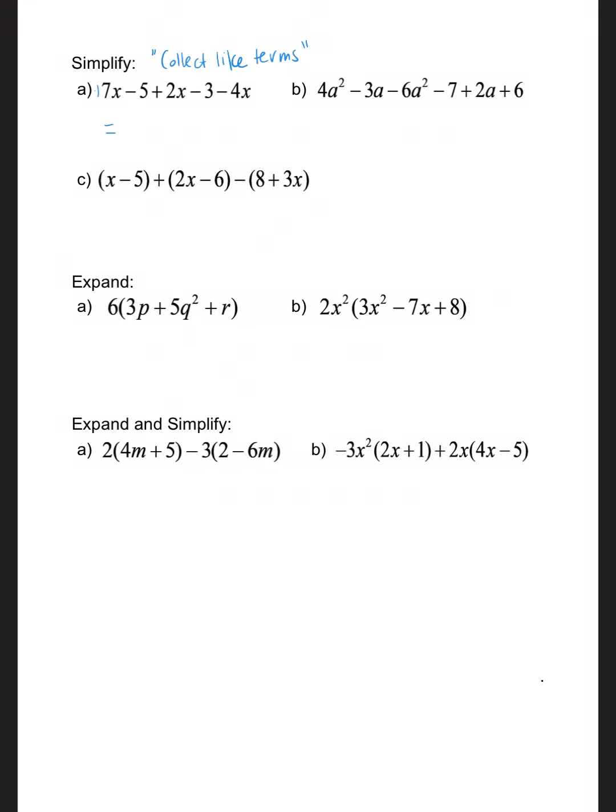So I have a positive 7x, I have a positive 2x, and I have a negative 4x. So 7 plus 2 is 9. 9 minus 4 is 5x. And then I have my constants here. I have a negative 5 and a negative 3. So that's going to be a negative 8. Okay, pause the video and see if you can try B on your own, and then we'll come back together and do C.